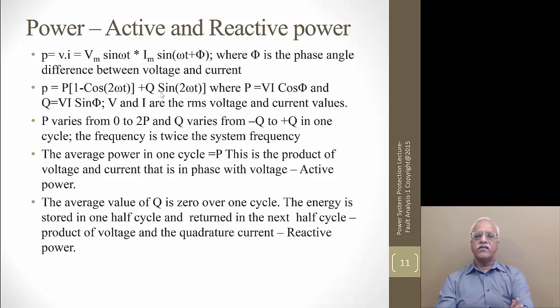And then the average value of Q is zero over one cycle. This is the energy stored in one half cycle, which is exchanged and returned in the next half cycle. It stores and then returns that energy in each half cycle. So this is the product of voltage and the current in quadrature with the voltage. This is called the reactive power.